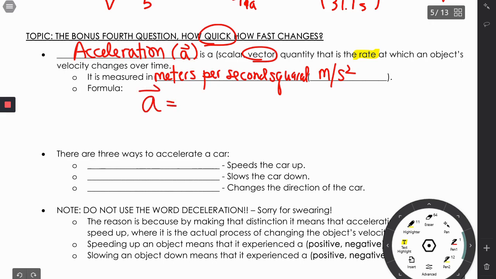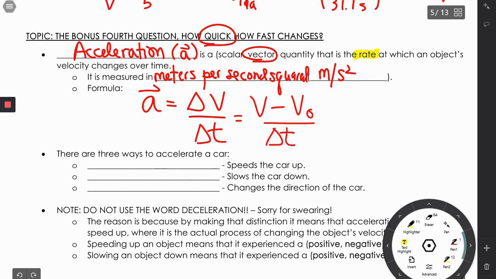So since it is a rate, we're going to have that kind of slope look again. Right, and remember, rate signifies what is changing with respect to time. And so for acceleration, the quantity that changes is the velocity.